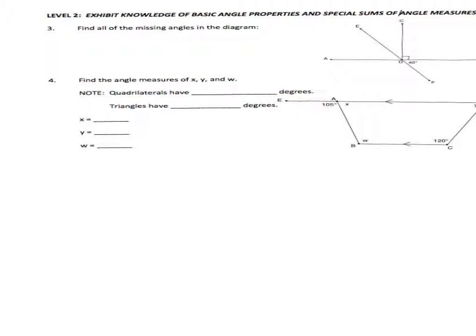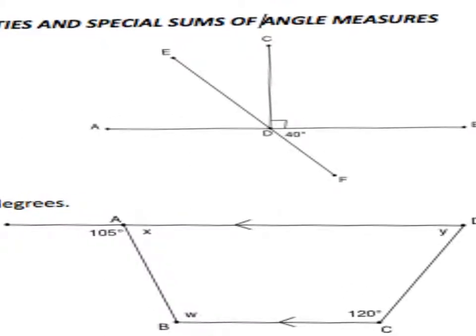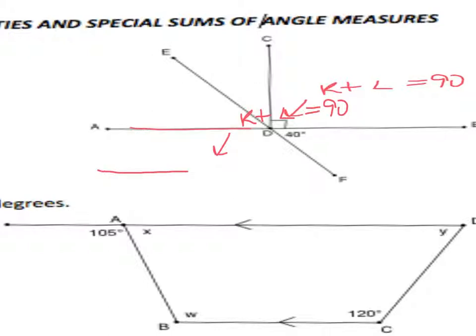Okay, so here's how I would go about solving number 3. This little box down in here means that this is a right angle. That's the symbol for angle, and that equals 90 degrees. Okay, so here's what I do. I always look for straight lines first.